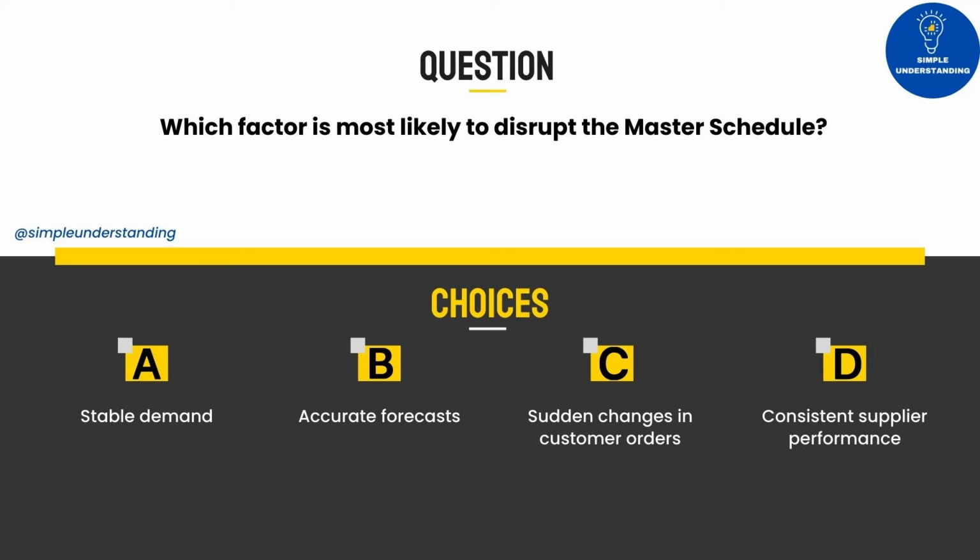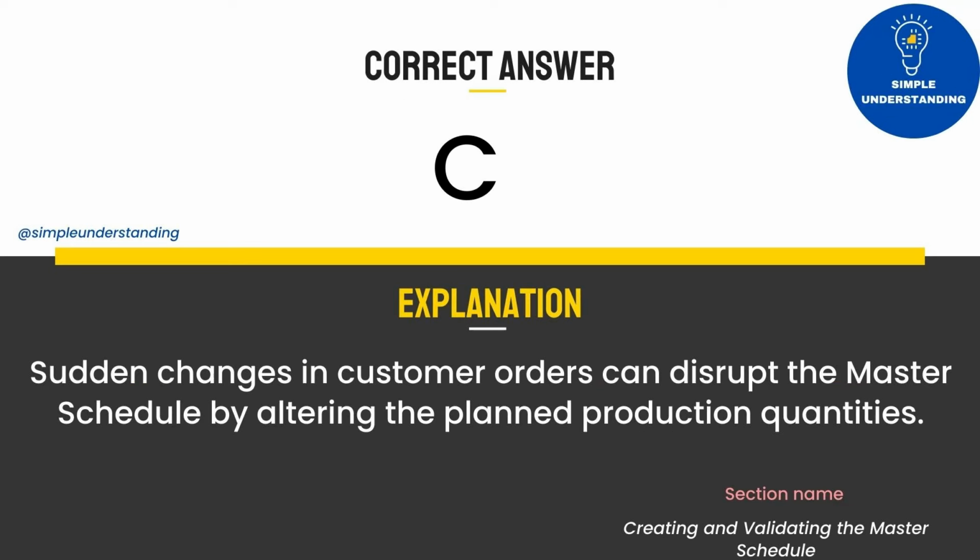8. Which factor is most likely to disrupt the master schedule? A. Stable demand. B. Accurate forecasts. C. Sudden changes in customer orders. D. Consistent supplier performance. Correct answer: C. Overall explanation. Sudden changes in customer orders can disrupt the master schedule by altering the planned production quantities.